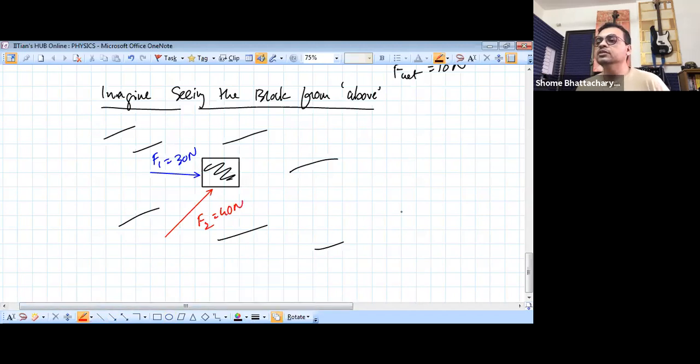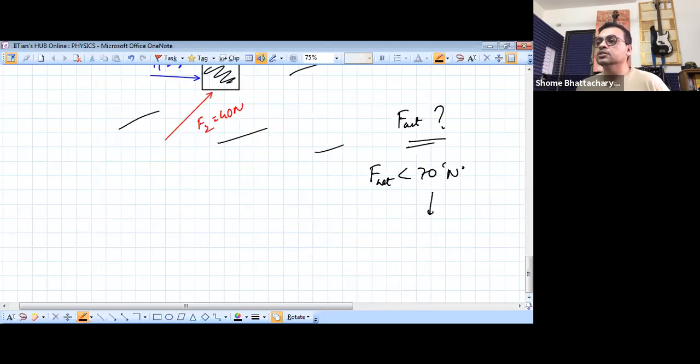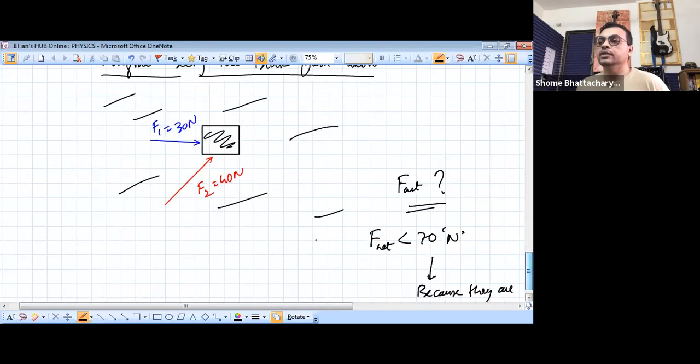Now, in this case, what about the net force? We have no idea right now. Only thing we can say is that definitely the net force will be less than 70 newtons. Okay, because why? You can see that they are not acting parallel. तो इतना मैं बोल सकता हूँ कि 70 तो नहीं होगा, 70 से कम होगा. कितना होगा I cannot tell. और similarly मैं इतना बोल सकता हूँ कि 10 से तो ज्यादा होगा. क्यों? Because they are not opposite.